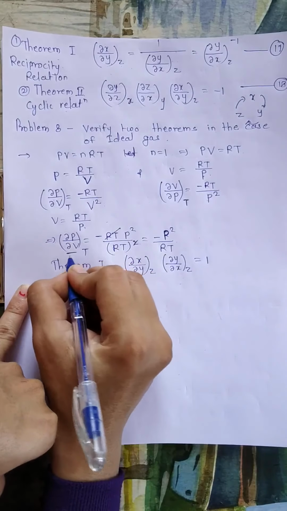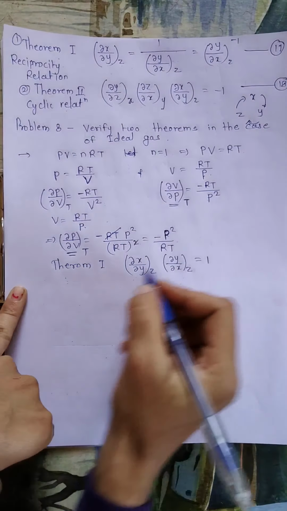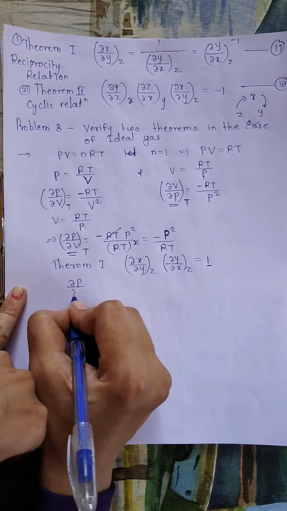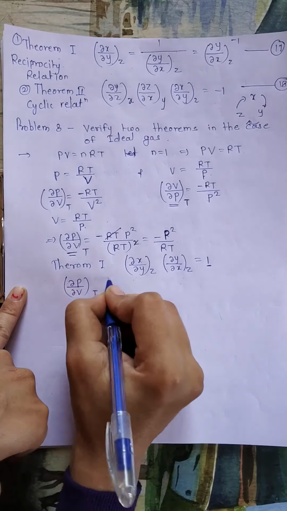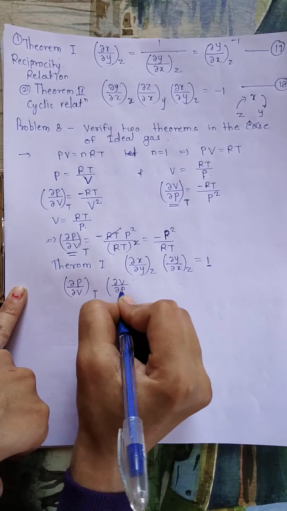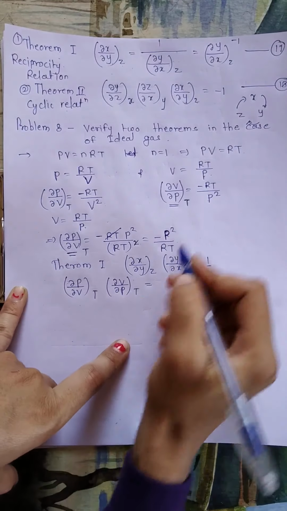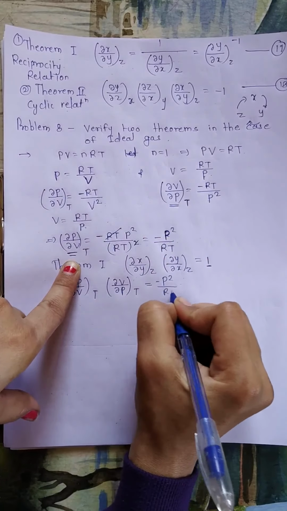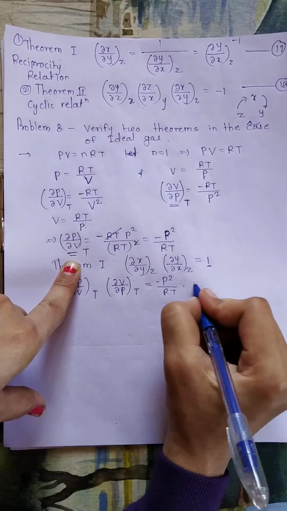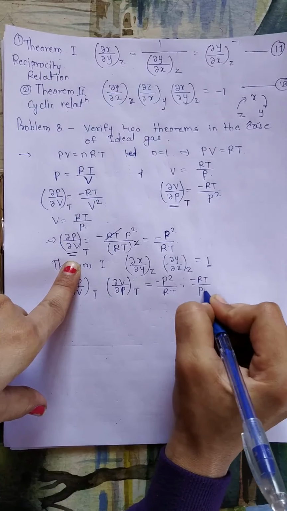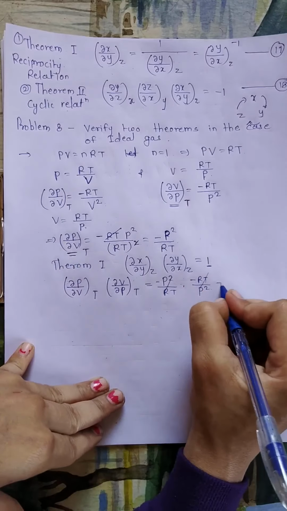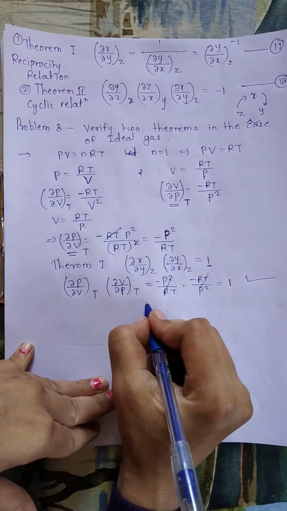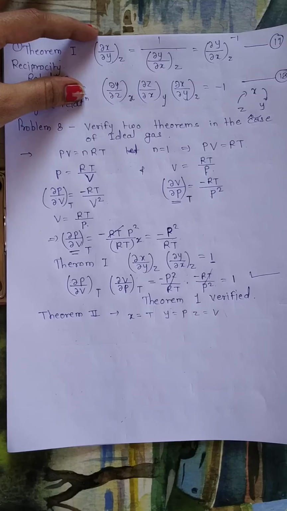we will take the product of these two terms and check whether it comes to be 1 or not. So let's take the product of ∂P/∂V at constant T into ∂V/∂P at constant T equals, let me substitute its value, -P²/RT into again -RT/P², and this product becomes 1. That is, theorem 1 is verified. Hence theorem 1 is verified.